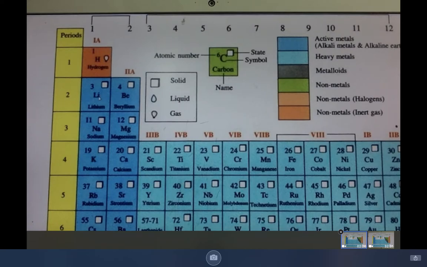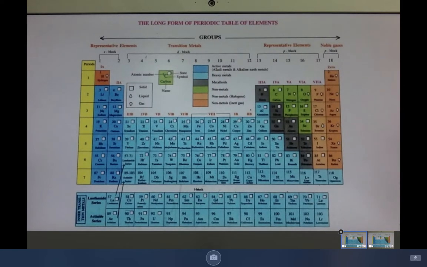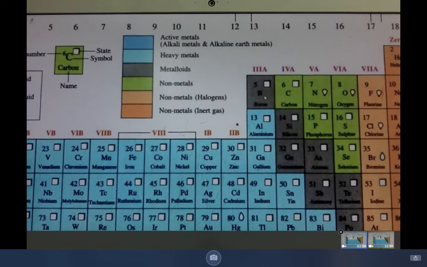You have lithium, beryllium, then you have boron, carbon, nitrogen. I hope you're looking at the atomic numbers. They're all going in a very proper increasing order. Nitrogen 7, oxygen 8, fluorine 9, and neon 10. So let's revise again. Let's have a look again.